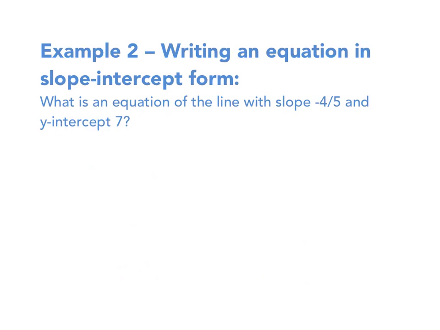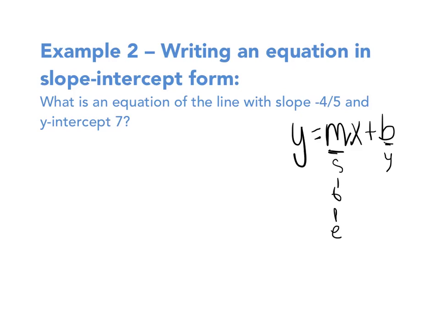Example 2 is to write an equation in slope-intercept form. So what is an equation of a line with the slope of negative 4/5 and the y-intercept is 7? So again, y equals mx plus b. I'm going to drill this into you. y equals mx plus b. m is the slope, and b is the y-intercept. So we're going to write our y equals, I need to fill in the blanks for m, and I need to fill in the blanks for b. y and x, like I said in the first slide with the definitions, are standard. They don't move, they stay there.